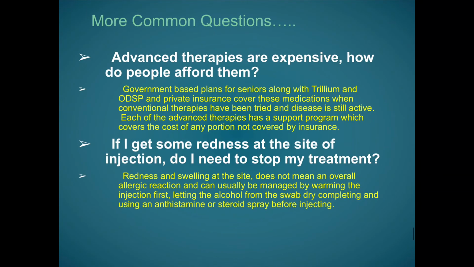Even more questions. We get a lot of them, let me tell you. Advanced therapies are expensive. How do people afford them? Well, I hope I've already answered that question by mentioning that there are government-based plans like Trillium, ODSP, private insurance, as well as certainly our support programs that are run through the pharmaceutical companies. And because of all this, we find that the cost of these medications is totally reimbursed through these different avenues.